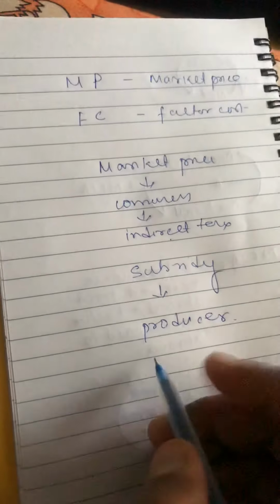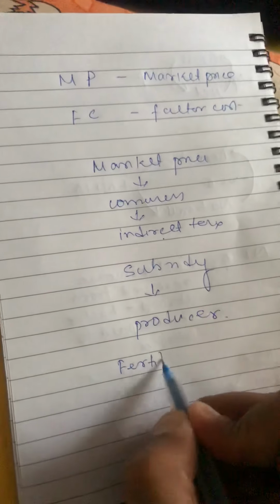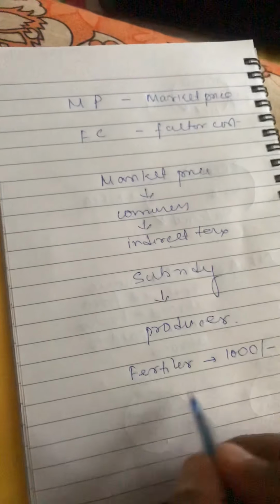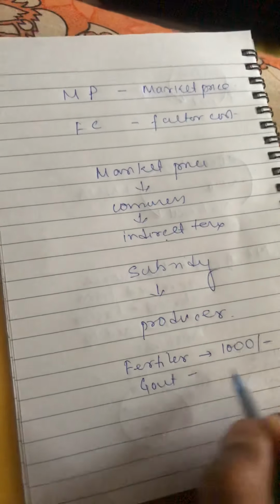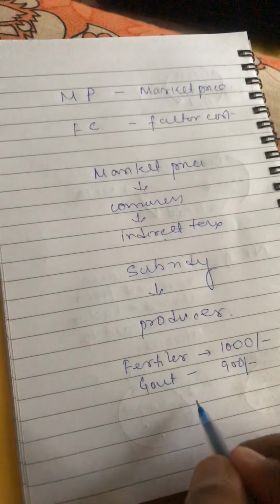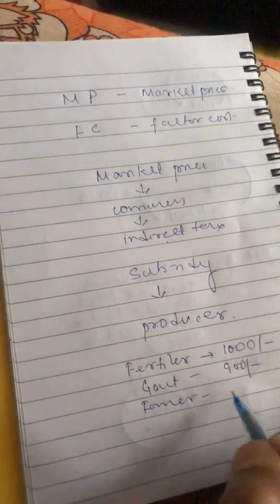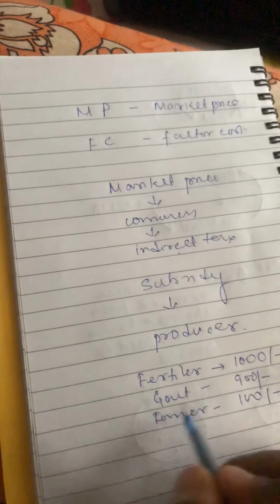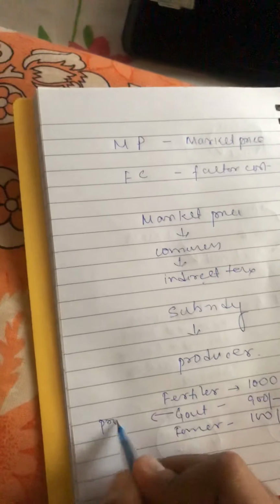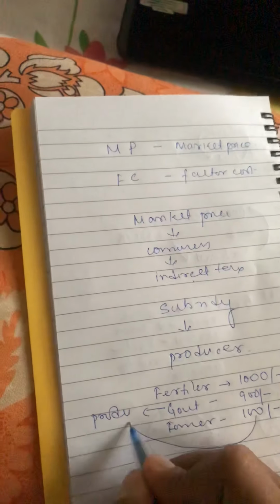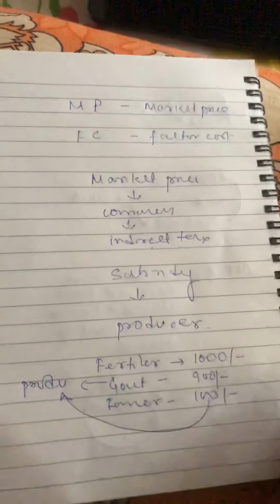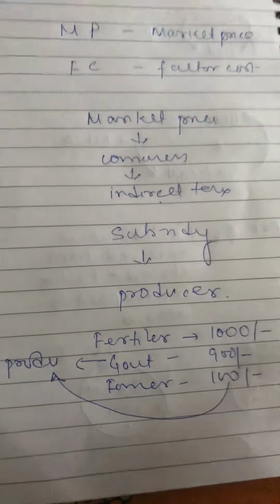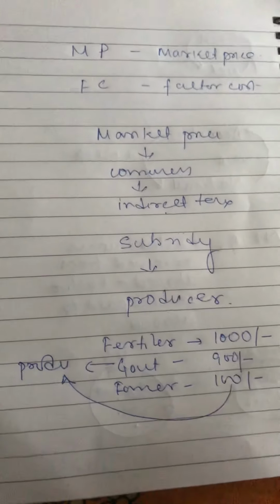How? Suppose there is a fertilizer bag, and the fertilizer bag costs, let us say, 1,000 rupees. Now, the government says that I am going to give a subsidy of 900 rupees, and the farmer has to pay, or the consumer has to pay 100 rupees. Now, see, this 900 rupees will go to whom? This 900 rupees will go to the producer, and the farmer will also pay this 100 rupees to the producer. So ultimately, who is receiving the benefit of the subsidy? The benefit of the subsidy is directly going to the producer. Please remember this. This is a very important concept here.